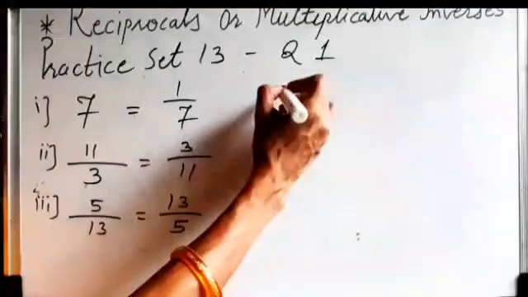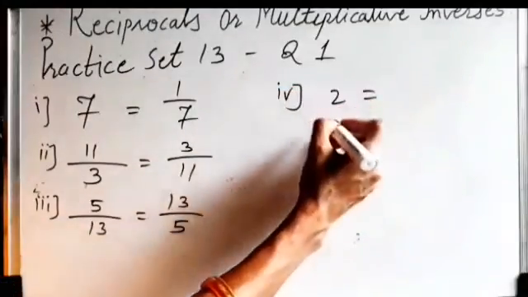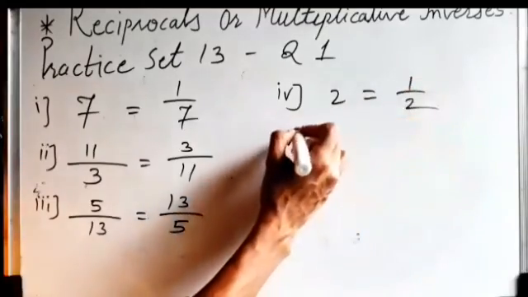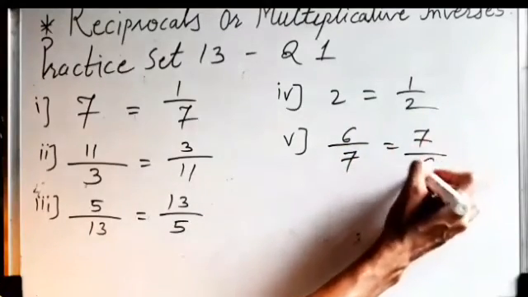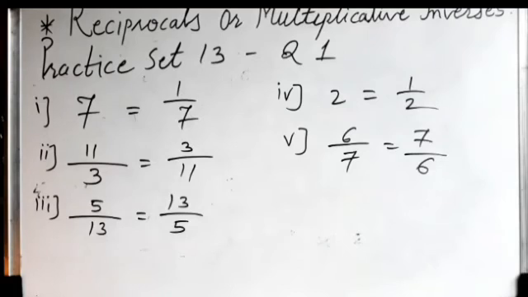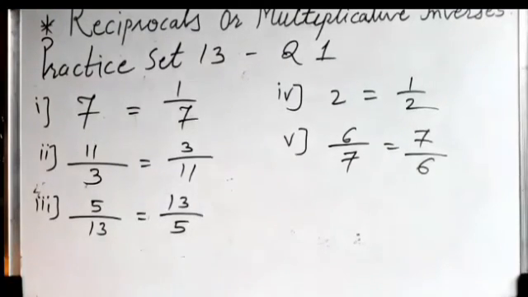Then 2. What will be the reciprocal of 2? Here 2 means 2 upon 1, so the reciprocal will be 1 upon 2. Then 6 upon 7, the reciprocal will be 7 upon 6. It is very easy, there is nothing to it; you just have to exchange the places of numerator and denominator and you will get the reciprocal. If there is no denominator, in such a case you have to consider the denominator as 1. So the reciprocal of 7 is 1 upon 7, 11 upon 3 is 3 upon 11, and so on. You have to copy this practice set 13 question in your notebook.